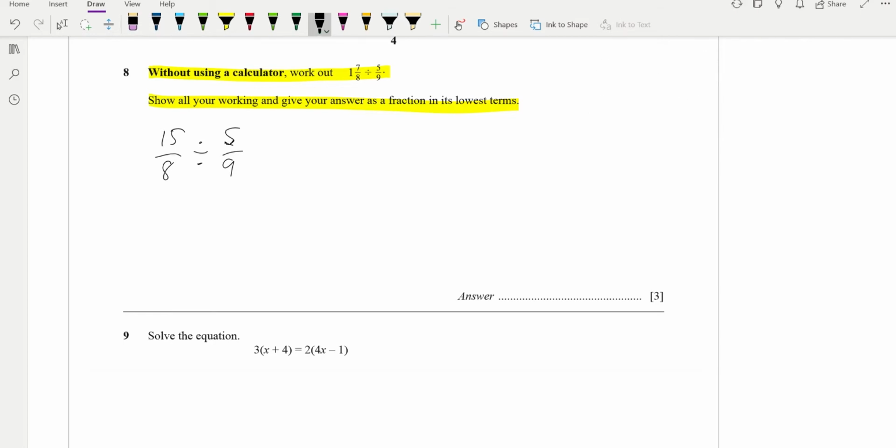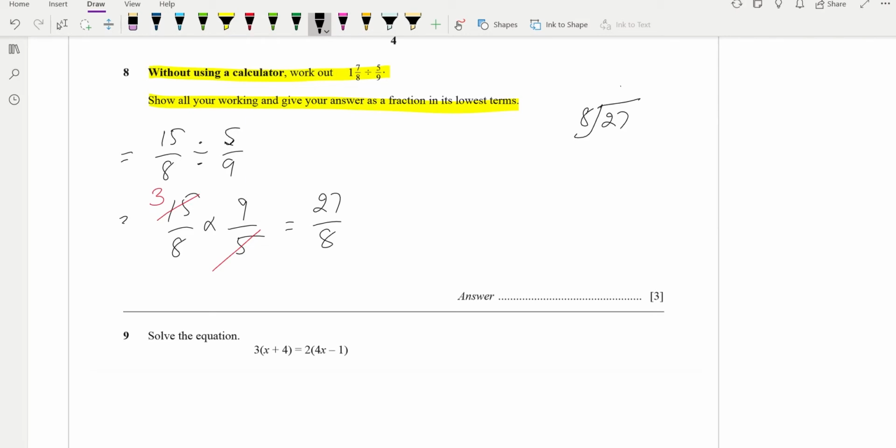So we can write 15 over 8 divided by 5 over 9. Now we can rewrite it as 15 over 8 multiplied by the reciprocal. Now we can cancel: 5 ones are 5 and 5 threes are 15, and this will be equal to 27 over 8, and again 27 over 8 we can divide.